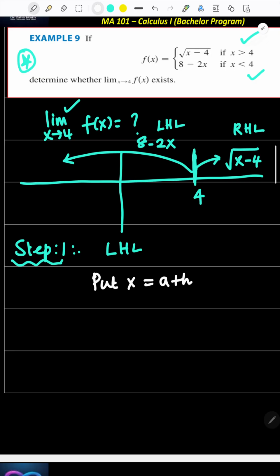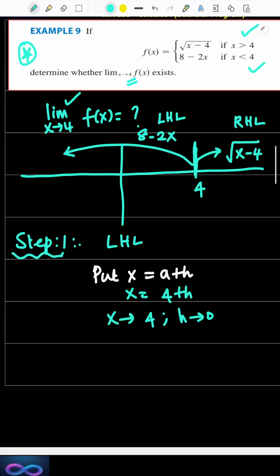What is your a value? 4, right? So x is equal to 4 plus h. X goes to 4 and h goes to 0. If you don't know this method, I already put the previous exercise video. Go and watch the previous video and then come back.